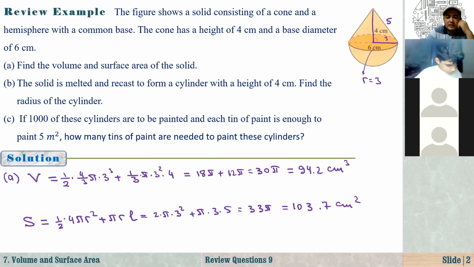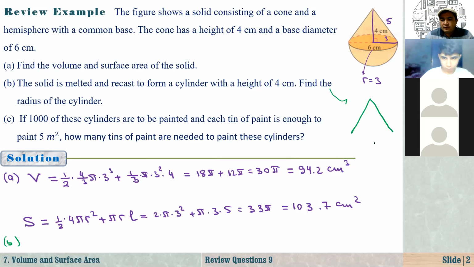Now in part B, the solid is melted and recast to form a cylinder with a height of 4 centimeters. Find the radius of the cylinder. Let's just do part B here, right? And we are recasting this, forming another new cylinder, right? Let's make it a bit thinner.